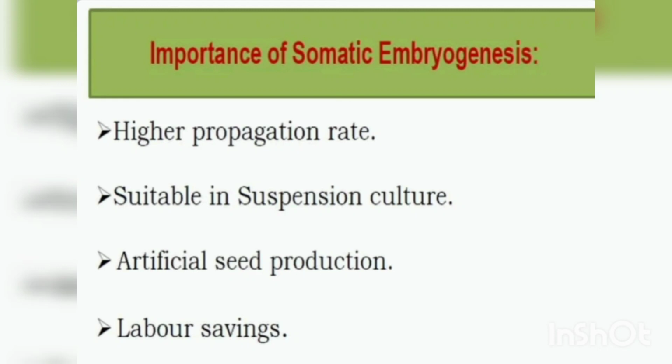Now when we come to the importance of somatic embryogenesis, we can see that it gives a higher propagation rate. Okay, more number of individuals can be produced by using somatic embryogenesis. Then through suspension culture also we can produce somatic embryos. Then it is used for artificial seed production, and production of somatic embryos is a labor saving process.